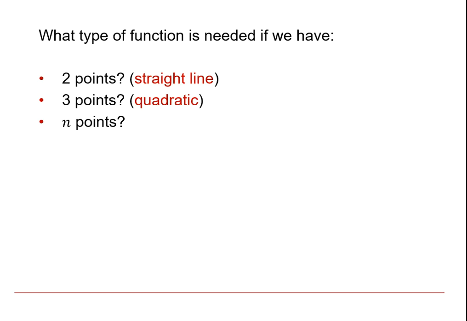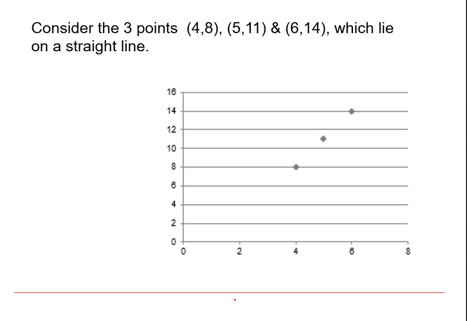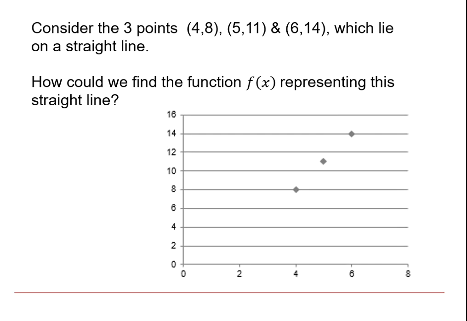And in a more general case, if we've got n points, then we're going to need a polynomial function of degree n-1 to go through those points. Now here we have 3 data points which happen to lie on a straight line. Now this is a fairly idealized situation. Normally you'd have 3 points that were almost on a straight line and you'd be trying to fit a straight line through them, but for the sake of argument we'll assume they're lying on a straight line, and we're interested in finding the equation of that line.